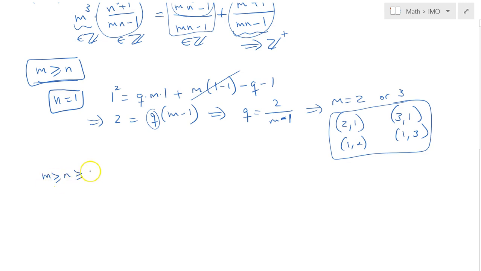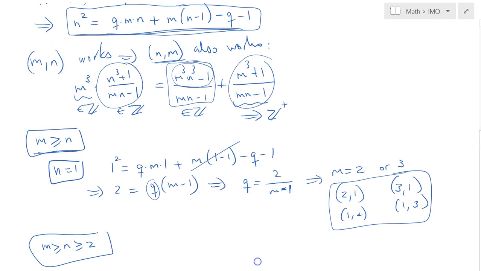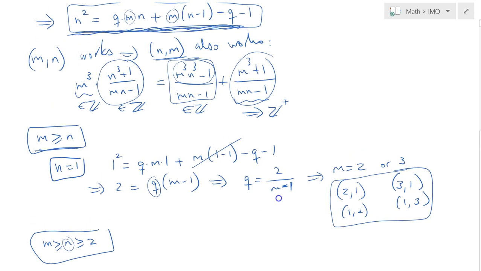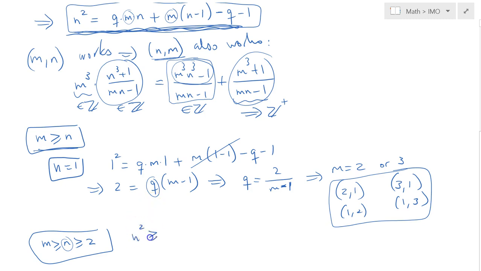Now in the next step, for the rest of this discussion, we can just focus our attention on m and n greater than or equal to 2, and then go back to the original formula, namely this one again. So let's continue working on this one. Here I will do the following trick. I will replace the m's here with n. Because n is less than m, it will make the right hand side smaller compared to the left hand side. So therefore I would get that n squared would be greater than or equal to q times n squared, replace m with n, so something smaller, plus n times (n minus 1) minus (q minus 1).